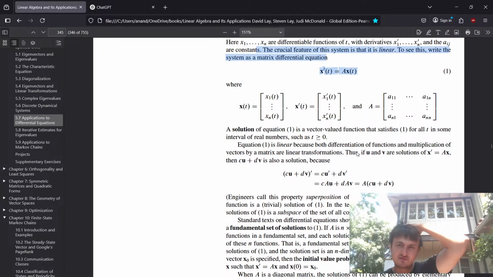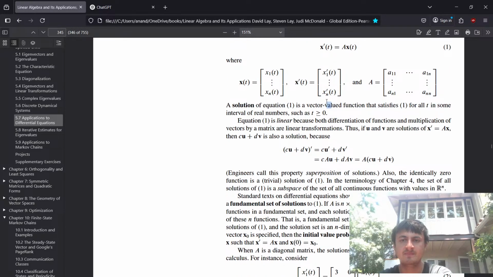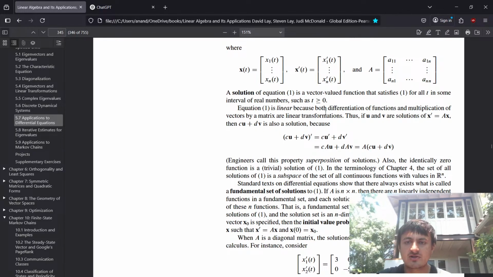A solution of equation 1 is a vector-valued function that satisfies 1 for all t in some interval of real numbers, such as t greater than or equal to 0. Equation 1 is linear because both differentiation of a function and multiplication of vectors by a matrix are linear transformations. I like that line a lot. That's really cool. That's a good way to put it.